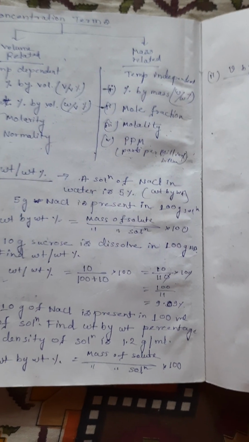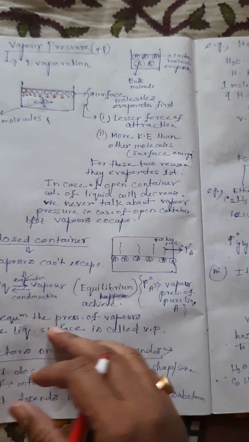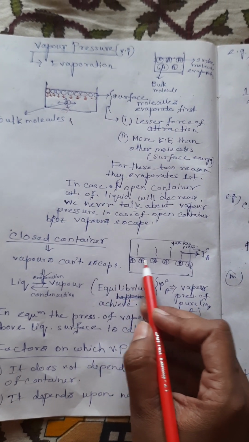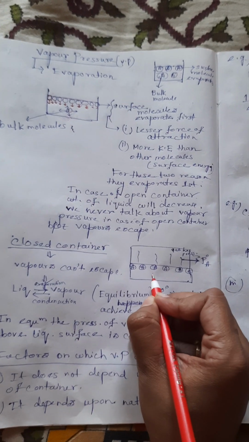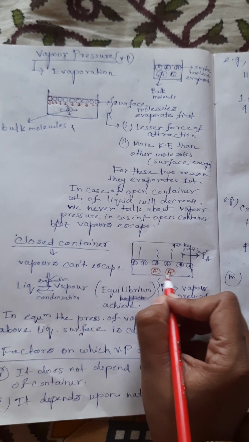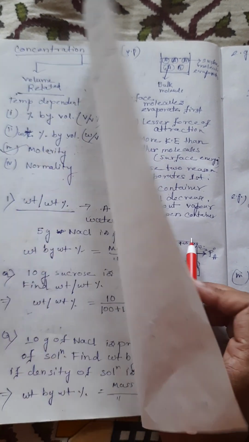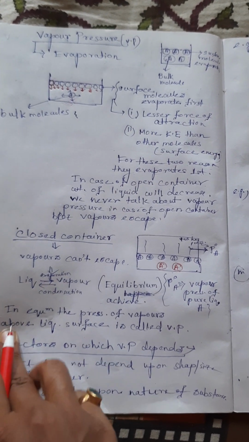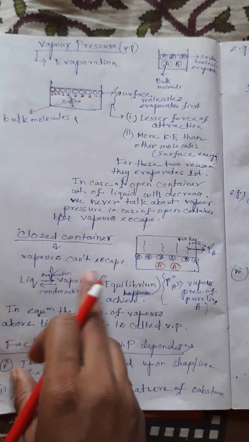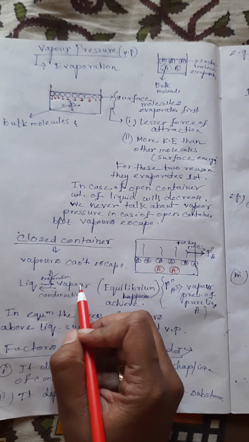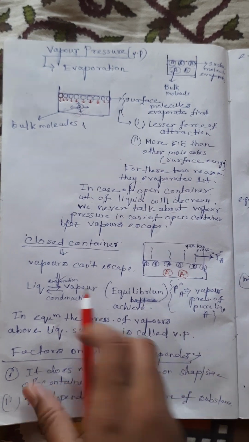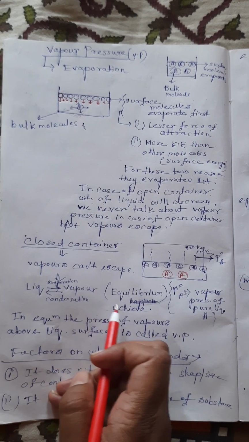Now what happens here? In case of a closed container, see, this is a closed container. Here also the solution is present. These are the surface molecules, and these inside are called which molecules? These are the bulk molecules. Now in case of a closed container, vapors can never escape. We all know that from liquid to vapor, this process is called evaporation, and from vapor to liquid, this process is called condensation. In this process, equilibrium is also achieved.